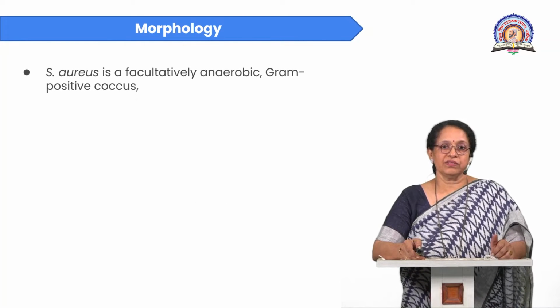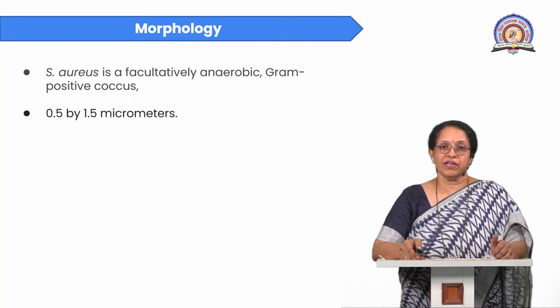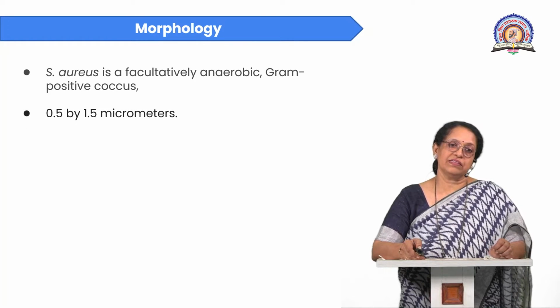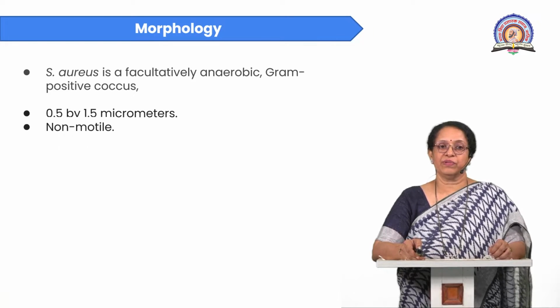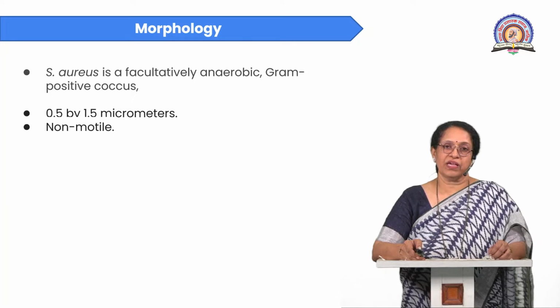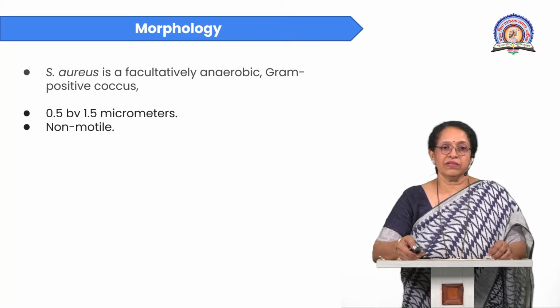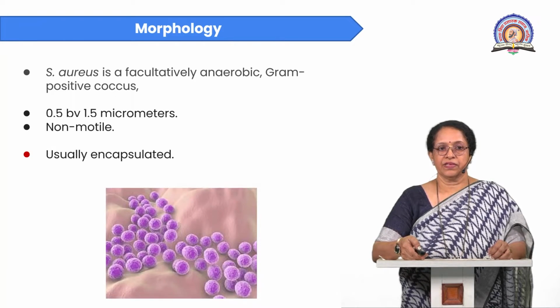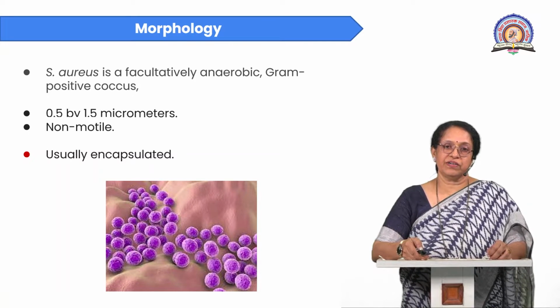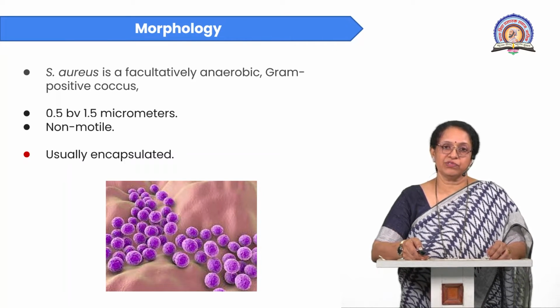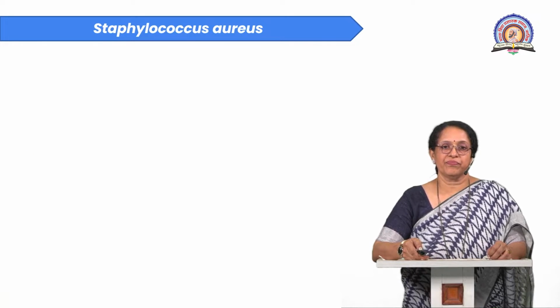As you know, these microorganisms are gram-positive, and they are facultative anaerobes. The size of this organism ranges from 0.5 to 1.5 micrometers. They are non-motile and non-flagellated. Some other characteristics of this microorganism: they are usually encapsulated, that is, a slime layer or capsule is present around them.